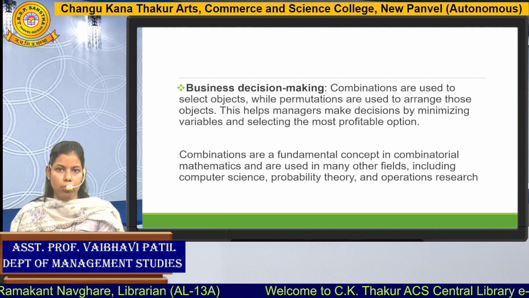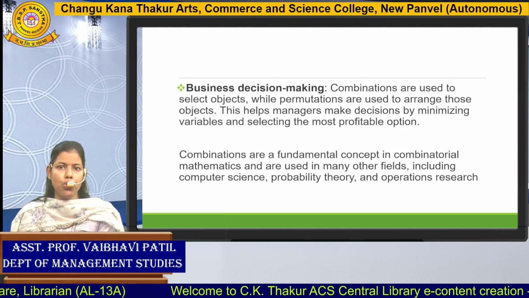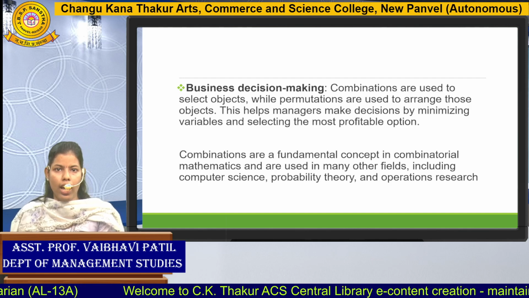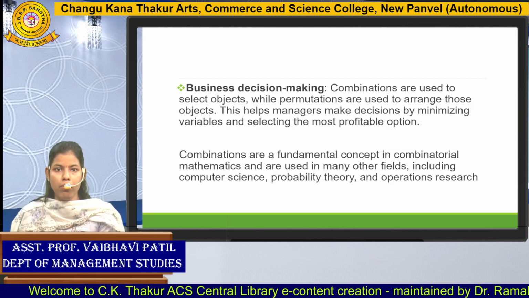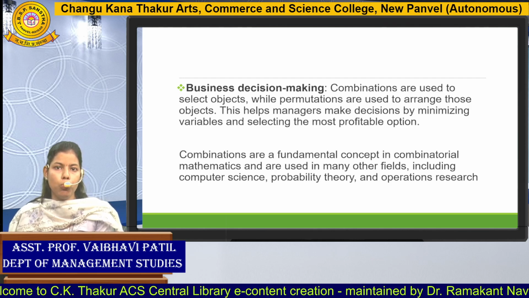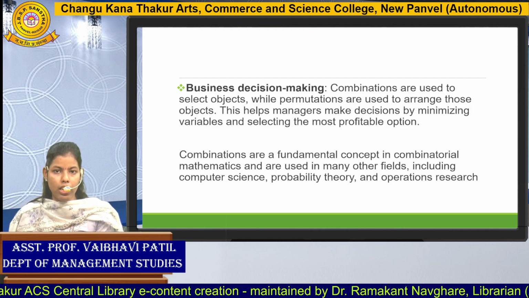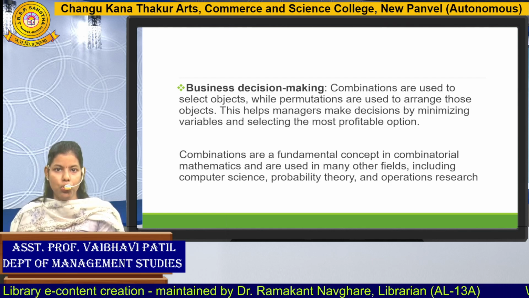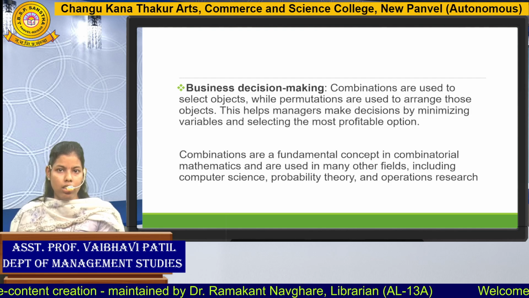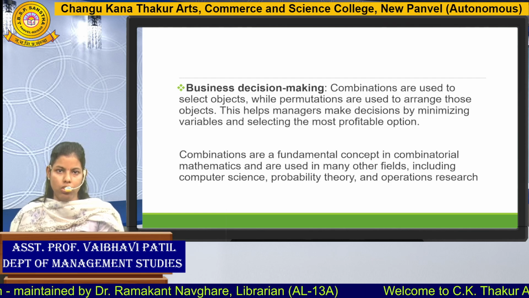Second is business decision making. Combinations are used to select objects, while permutations are used to arrange those objects. These help managers make decisions by minimizing variables and selecting the most profitable option. Combinations are fundamental concepts in combinatorial mathematics, and are used in many other fields, including computer science, probability theory, and operations research.